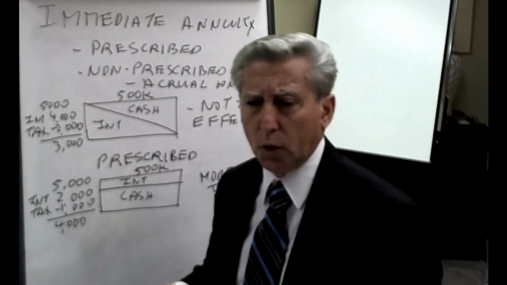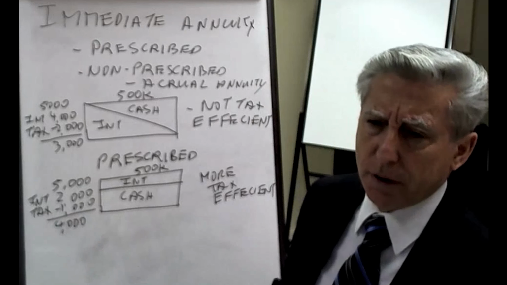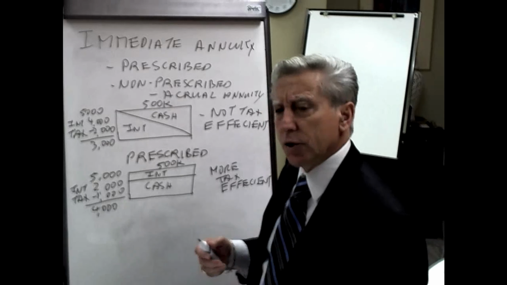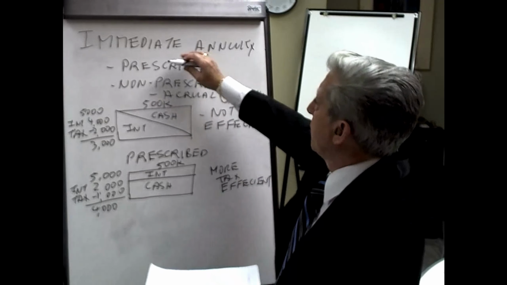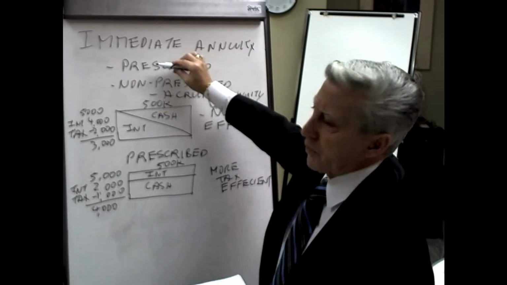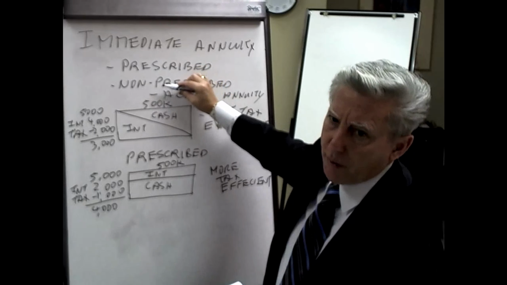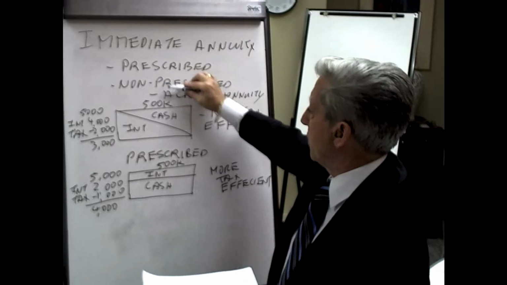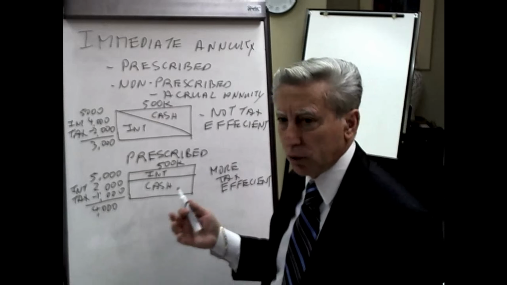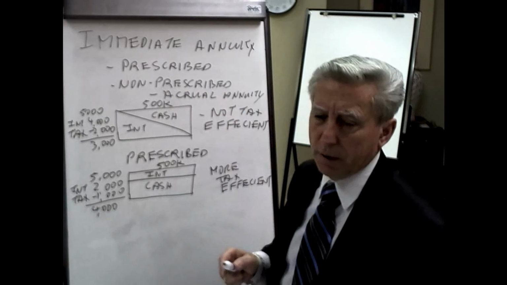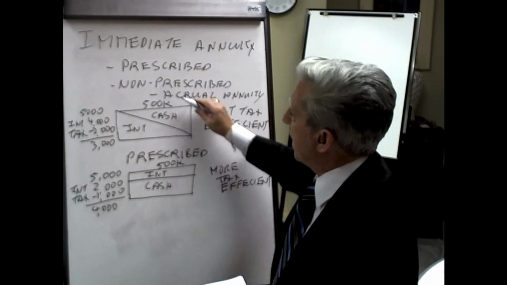Continuing on with the whole idea of metered annuities and everything, there are two things that you must know about metered annuities. Metered annuities can be purchased either on what we call prescribed or a non-prescribed basis. Another name for non-prescribed is what they call an accrual annuity. So you may see the word accrual instead of the word non-prescribed. Okay, so let's take a look at that.